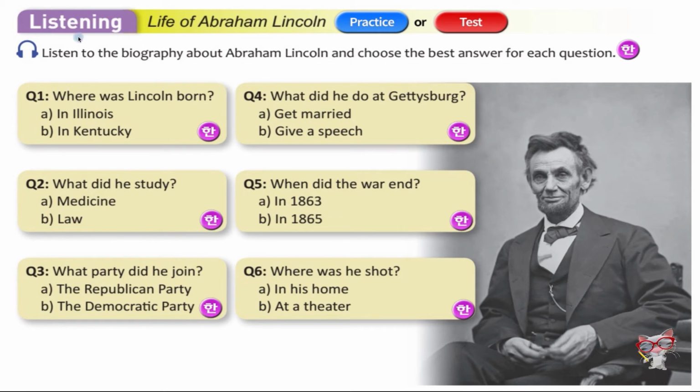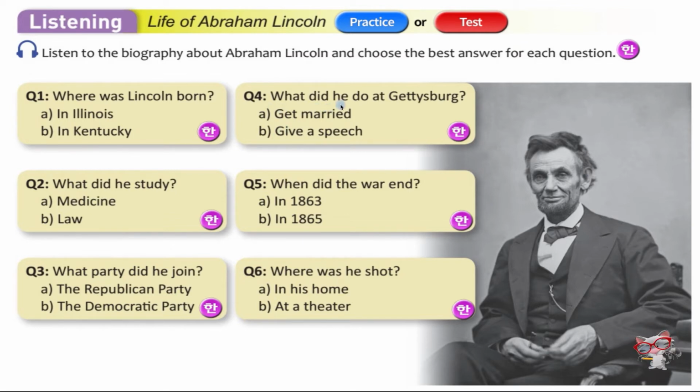So, listen to the biography about Abraham Lincoln and choose the best answer for each question. One: Where was Lincoln born? In Illinois or in Kentucky? What did he study? Medicine or law? What party did he join? Now, party is political party. The Republican Party, Donald Trump's party, or the Democratic Party? No, Joe Biden's party. Joe Biden is Democratic Party. Trump is Republican Party, amazingly.